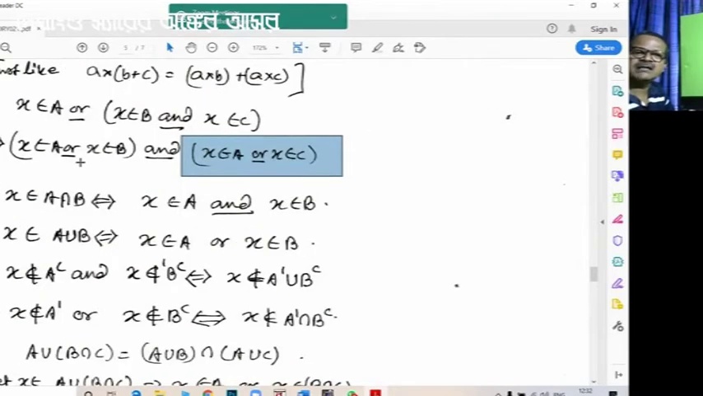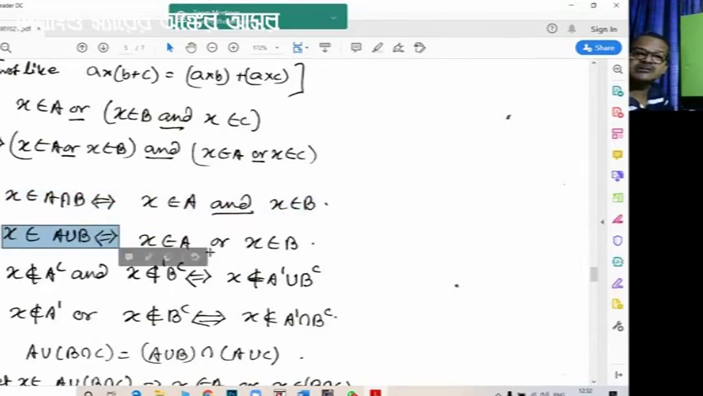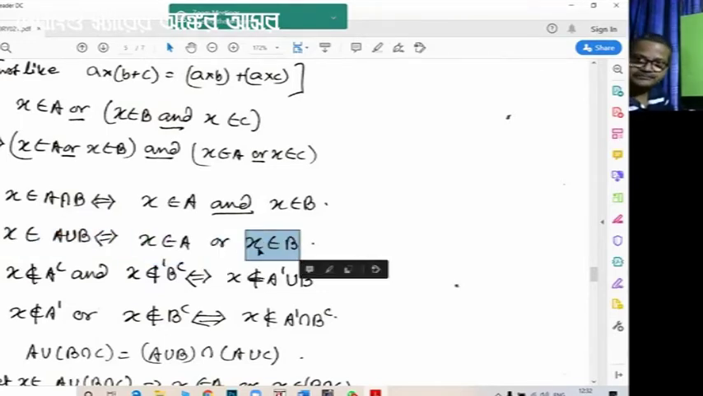Now say number 3. X belongs to A intersection B, as per definition, means X belongs to A and X belongs to B. But X belongs to A union B means X belongs to A or X belongs to B. Not "and", it is "or". Union means "or", intersection means "and".